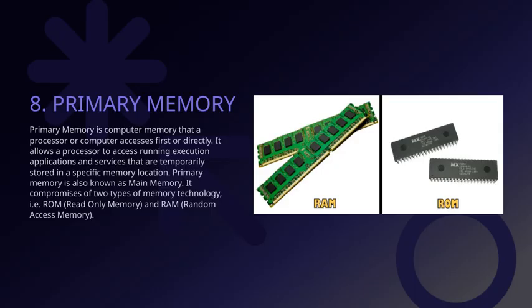Think of it as the computer's workspace, where everything being used right now is stored temporarily for fast access. Primary memory is made up of two main types of memory technology: ROM, which stands for read-only memory, and RAM, which is random access memory.